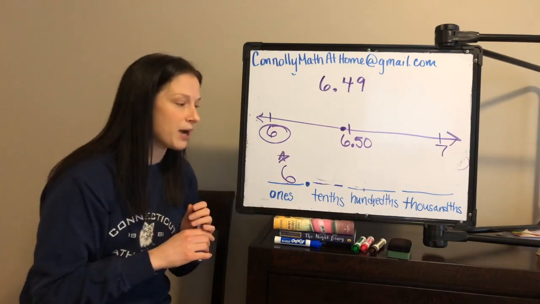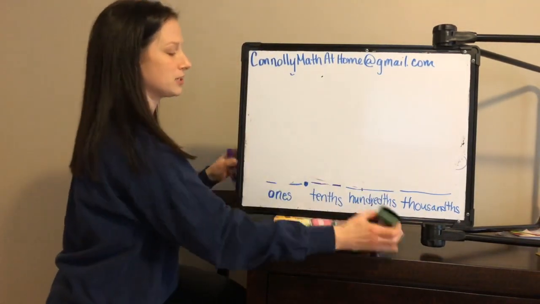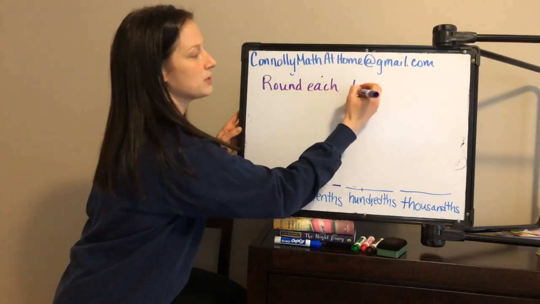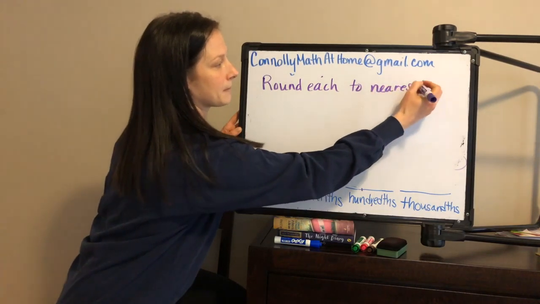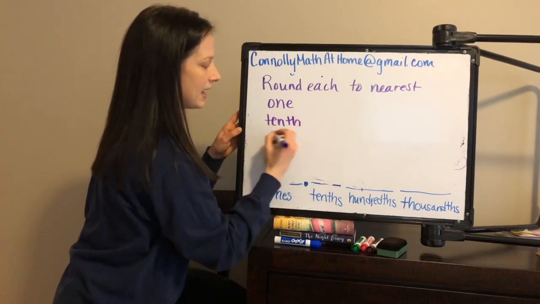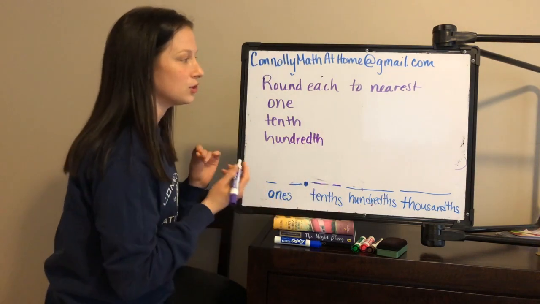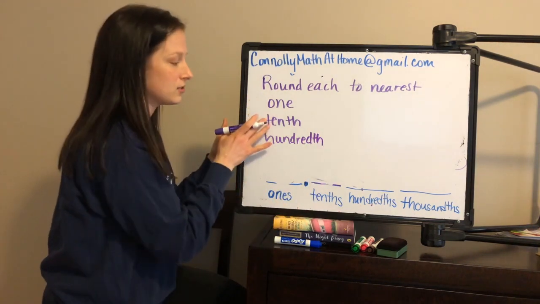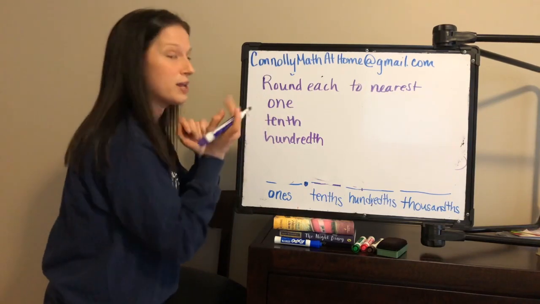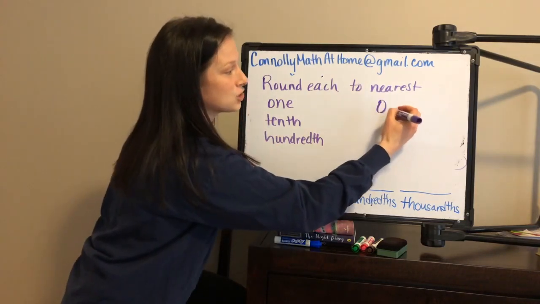So I'm going to give you some problems to round on your own. What you're going to do is round each one to the nearest 1, the nearest tenth, and the nearest hundredth. Okay, so each example I'm going to give you, you're going to round to the nearest 1, the nearest tenth, and the nearest hundredth. So I'm going to give you the same number. You practice rounding to the nearest 1, then the nearest tenth, then the nearest hundredth, and you try the other examples, okay?